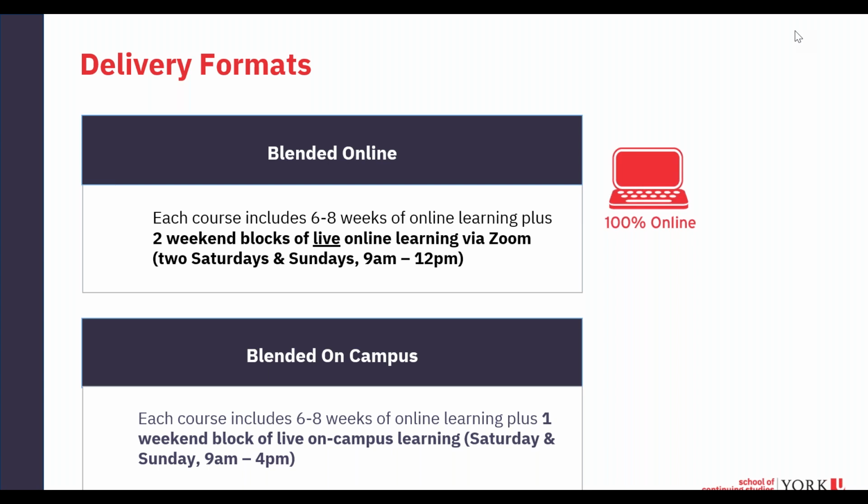The blended on-campus format is the same in the sense that all the courses are all the same length, but rather than having 2 weekend blocks of live online learning, you have 1 weekend block of live on-campus learning. So this is 1 full weekend, Saturday and Sunday, 9 a.m. to 4 p.m.